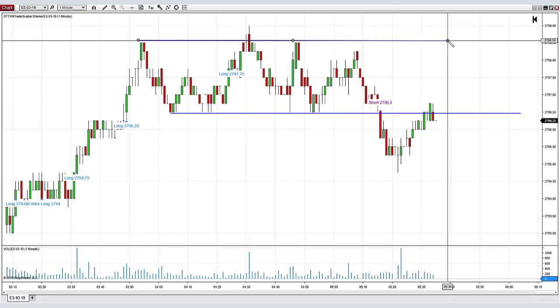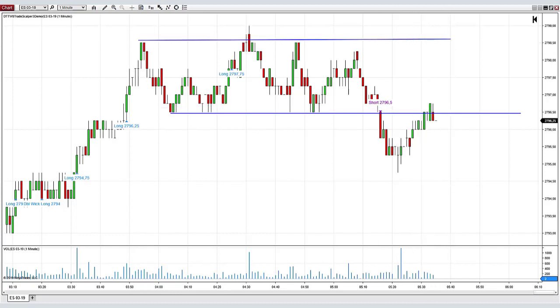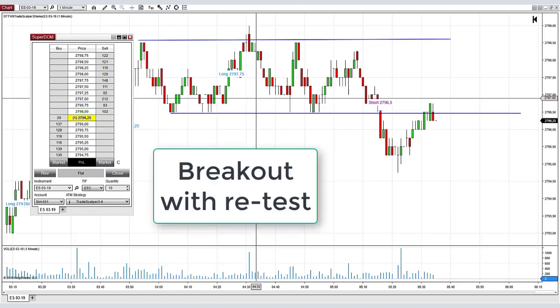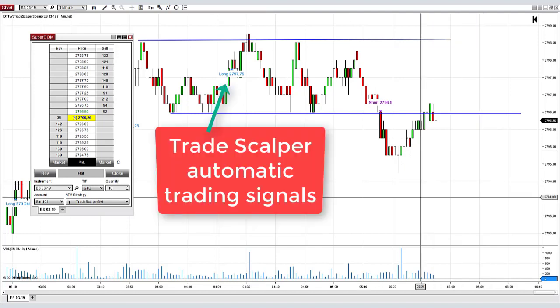So today I wanted to show you one of the most basic and simple support and resistance trades there is: the breakout with a retest. These are some pretty good trading signals that we have here.